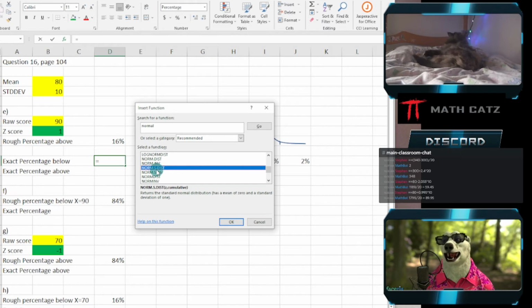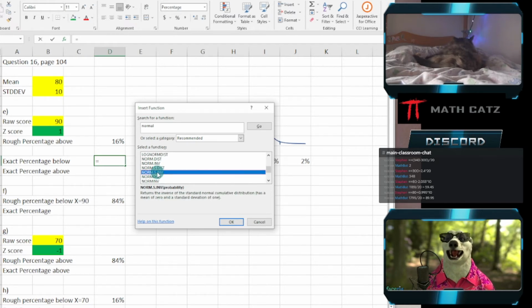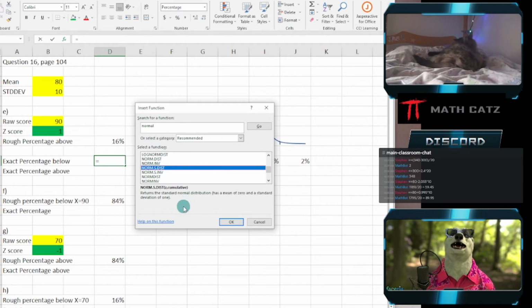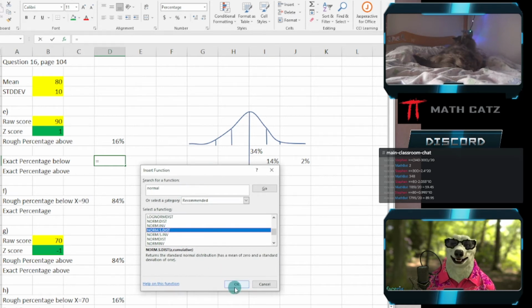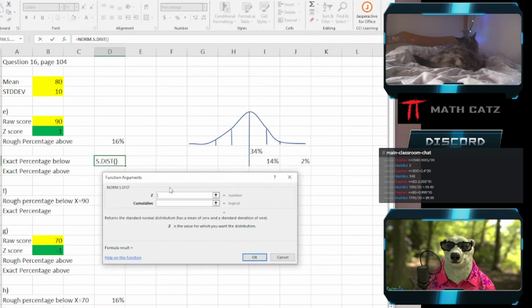So the NORM.S.DIST says it returns the standard normal distribution, so I see here I put in a z-score, whereas the other one returns the inverse of the standard normal cumulative distribution, where I put in a probability or a percentage, and it gives me the z-score at that line. So in this question, we have the z-score, and we want the distribution, the probability, the percentage. So again, if we look at the diagram here, let's put that in, see what our inputs are. What is the z-score?